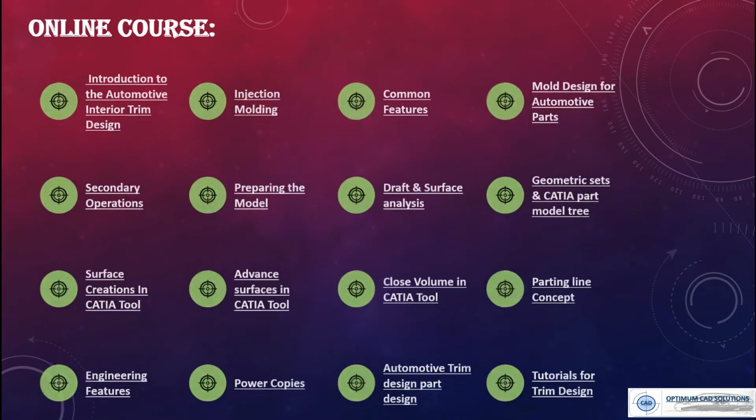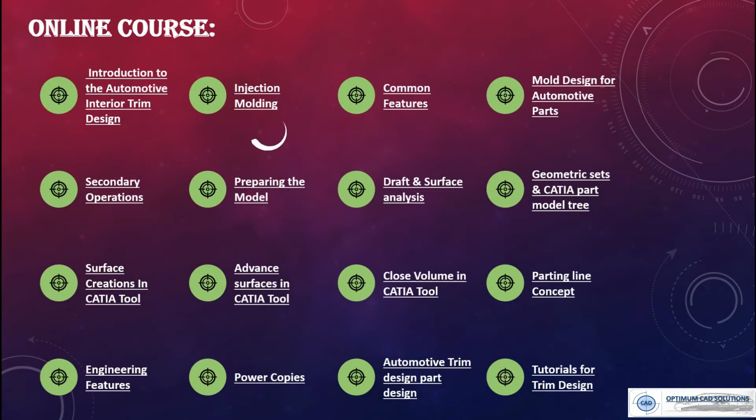So let's move towards the course content. During this course, we are going to cover an introduction to automobile interior trim design, injection molding, common features, mold design for automotive parts, secondary operations, preparing the models, draft and surface analysis, the creation of a geometric set and model tree in CATIA, then surface creation in CATIA, advanced surfaces in CATIA, closed volume methodology in CATIA, parting line concept, engineering features, power copies, automotive trim design part design, and different types of tutorials to practice the trim design.